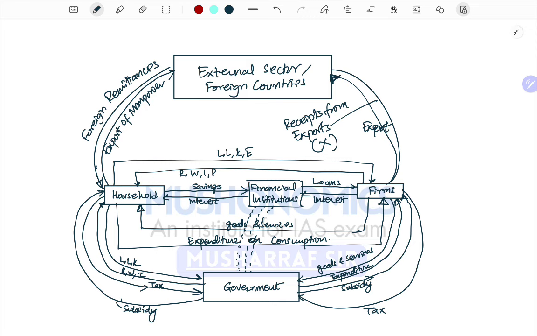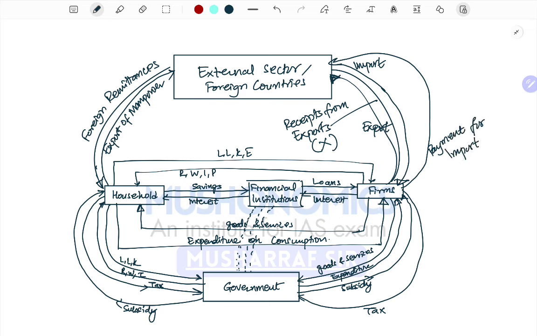Similarly, the firms may be importing from these foreign countries. And when we are importing something from foreign countries, we are doing payment for these imports, right? This is known as payment for imports, and it is denoted by letter M, right?